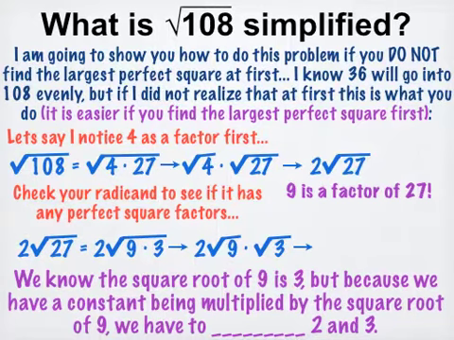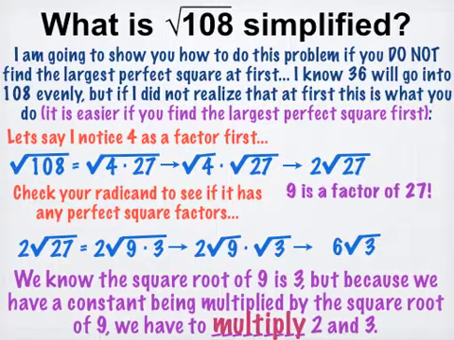But because we have a constant being multiplied by the square root of 9, we're going to have to multiply the constant that is there, 2, times the square root of 9, which is 3. So 2 times 3 is 6, and I'm going to be left with the square root of 3 still inside my radical. So this simplified final answer is 6 square roots of 3. 3 does not have any perfect square factors besides 1.